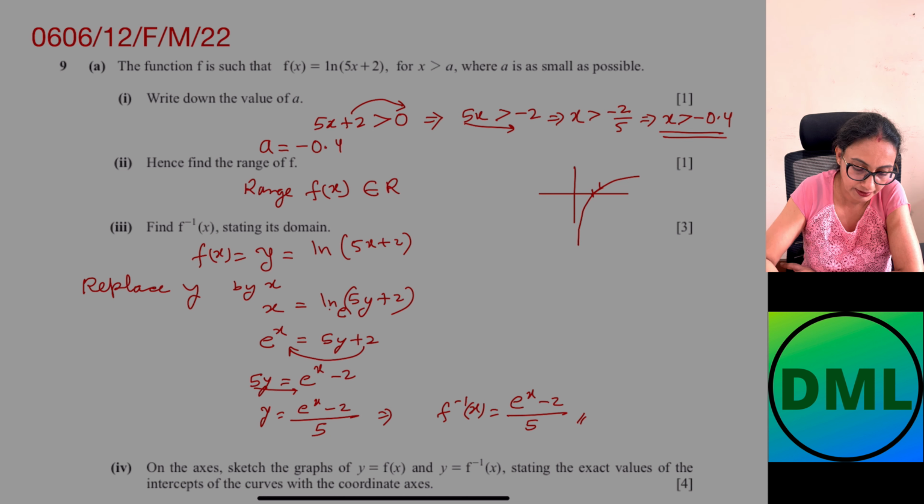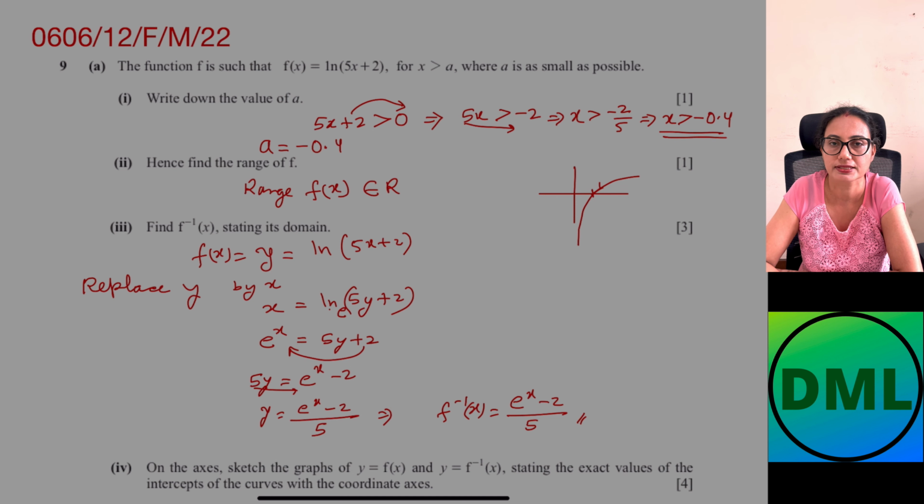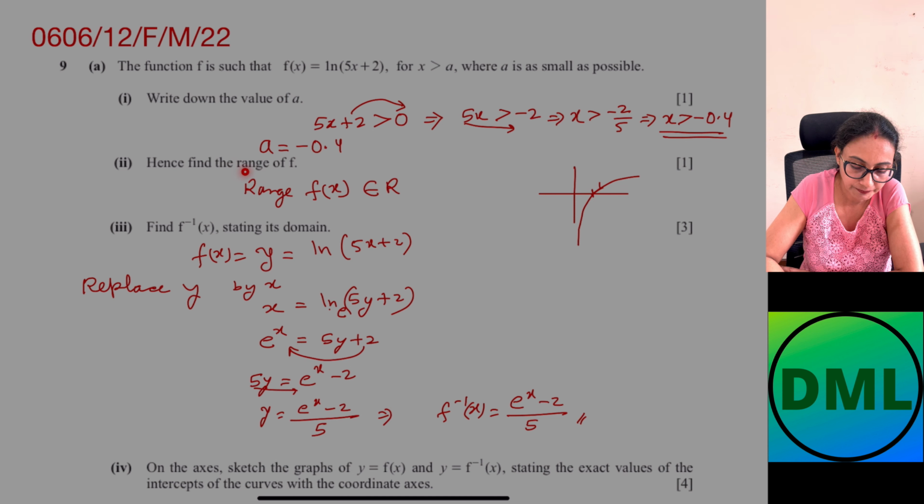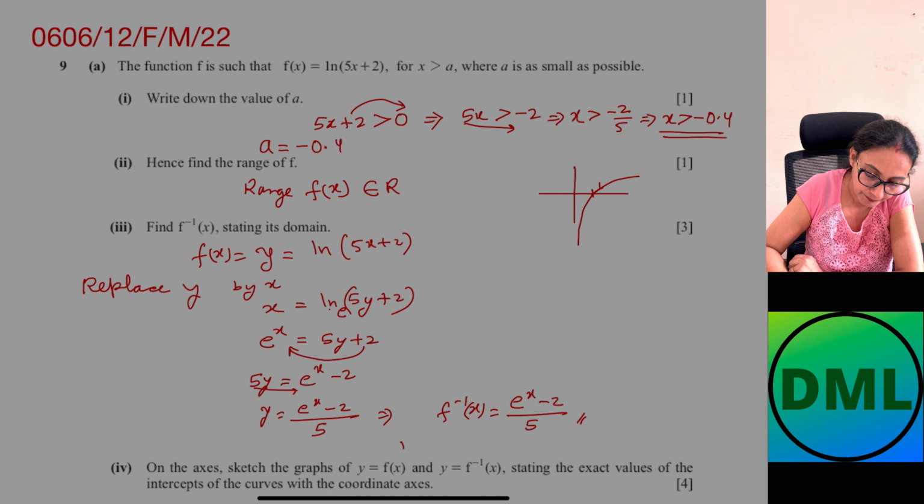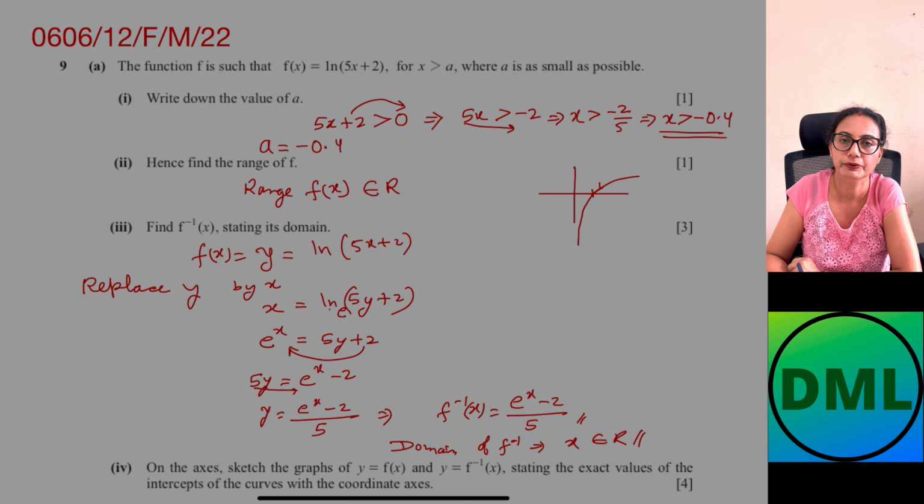I need to write down the domain of this inverse function. We know that the domain of the inverse function is the same as the range of the function. What is the range of the function? We just figured it out here. Range of the function is given by f of x belongs to real numbers. That means real numbers is the domain for the f inverse function. Because we are writing the domain, that will be x. So my domain of f inverse will be given by x belongs to real numbers. That will be your answer.